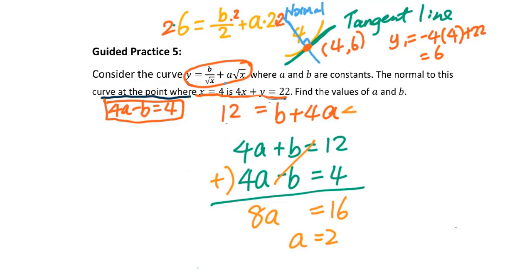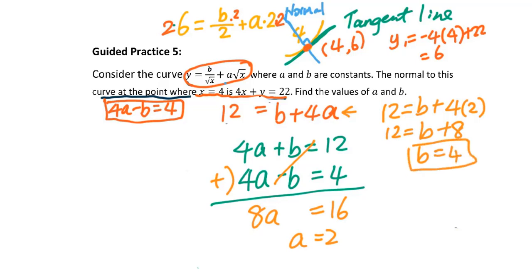Then you plug into any of these equations. Let me use this one. So I get 12 equals b plus 4 times 2, which is b plus 8. Then b equals 4. This will be the solution for a and b.